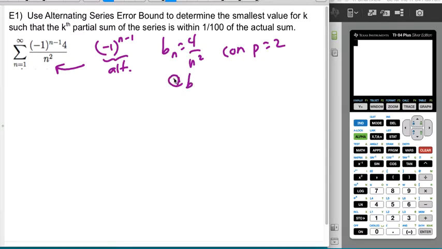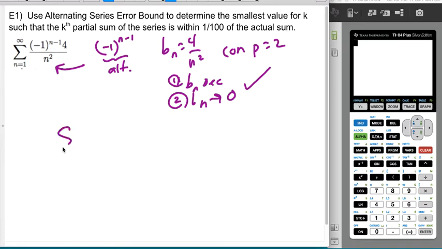But sure enough, b sub n is decreasing, right? And b sub n is definitely going to 0 as your n gets infinitely large. So it definitely works. That means that the error, right? So we're going to determine the smallest value of k such that the kth partial sum is within 1/100th of the actual sum. So here's the idea.